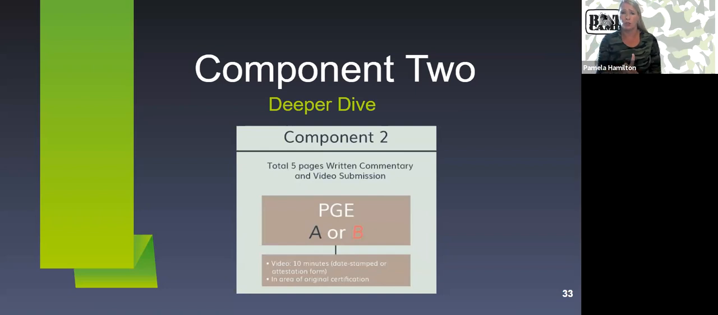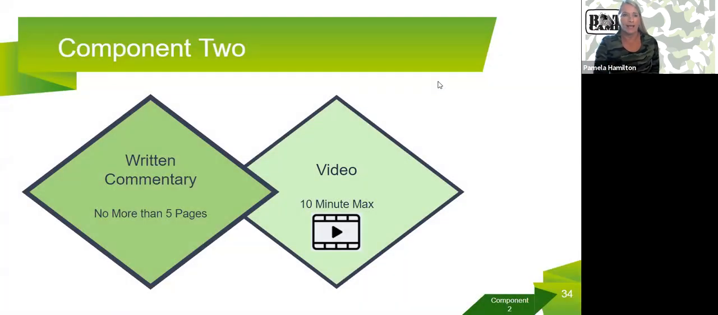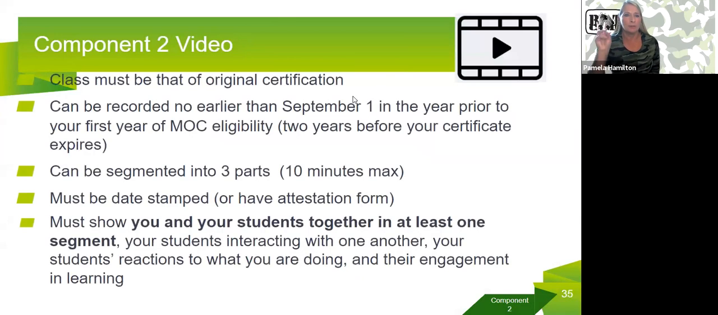All right, so for component 2, you're going to take one of those areas of growth, using literacy strategies to improve student performance or whatever, and you're going to do 5 pages of written commentary and submit a video. So it has to be with your original certificate area. Pick one of the 2, and this one you're going to write about. It's the most fun, right? Because it's what you do and you're talking about your students. So it's amazing. In number 2, the class has to be in your original certificate area and has to be students in the appropriate age range.